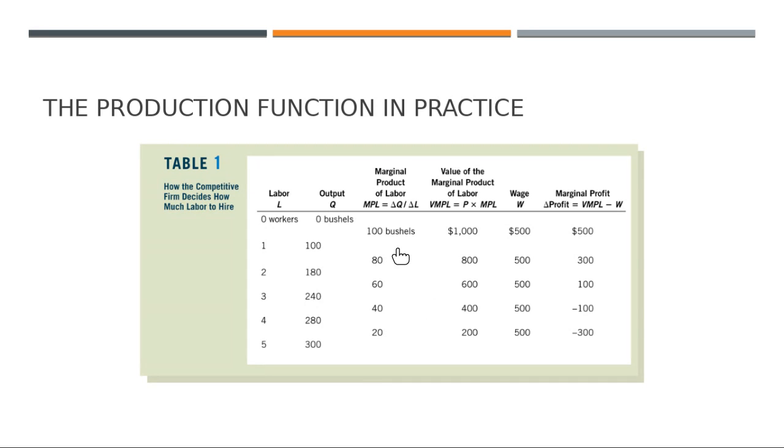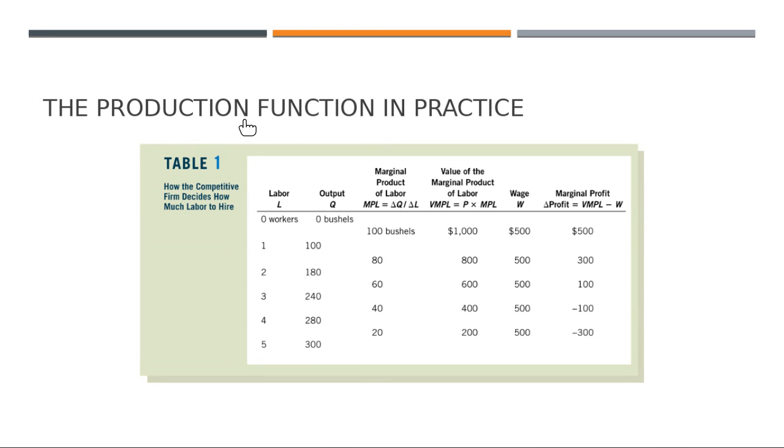With each employee, we're increasing our total output by smaller and smaller amounts. So for our fourth worker, they only increase our marginal product. Their marginal product is only 40 bushels of apples, meaning the value of their labor is $100 versus their wage, which is $500, meaning the marginal profit of their labor is negative $100.